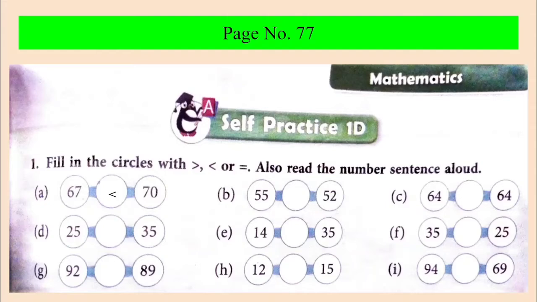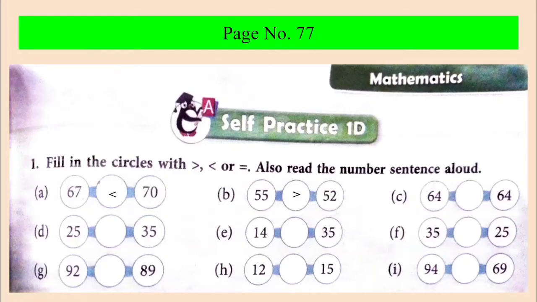Now we will compare the digits in the ones place. So we have 5 in 55 and 2 in 52 in ones place. We know that 5 is greater than 2. So we will put a greater than symbol here. So we can say that 55 is greater than 52.